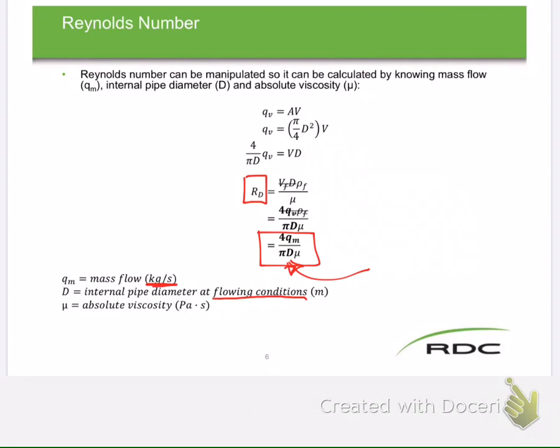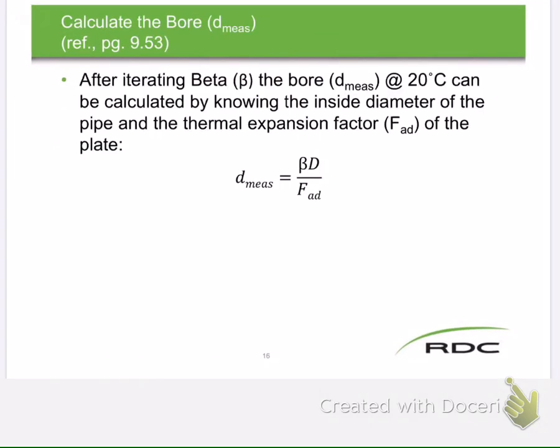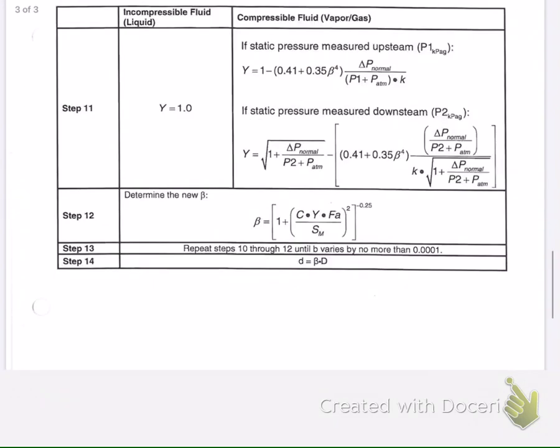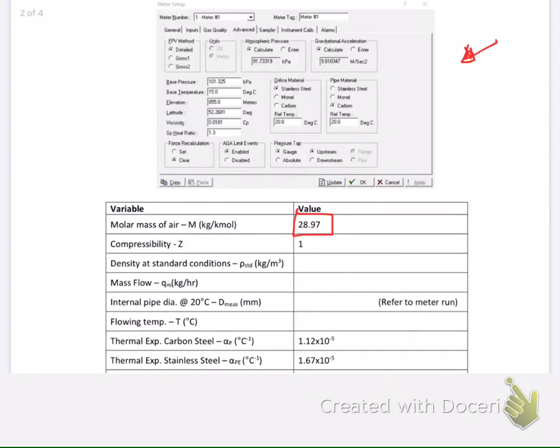And also this right here is important. We need to be able to find that. So I'll go back to the screenshot to show you where to find absolute viscosity for calculating our Reynolds number. So let's go back to our FlowBoss screenshot, and I believe it's the second page here.